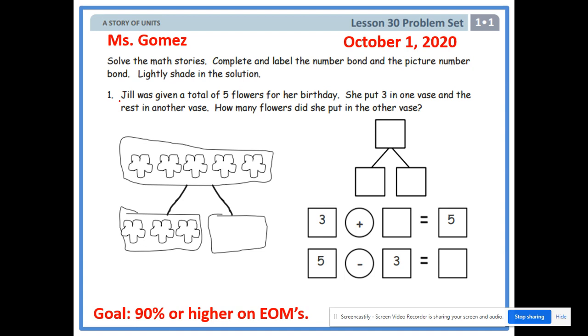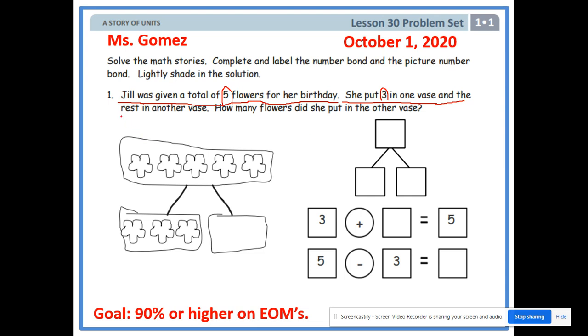So, pencils up, and we're going to underline. Get ready. Jill was given a total of 5 flowers for her birthday. How many flowers did they give her? Get ready. Yes, 5. Go ahead and circle 5. She put 3 in one vase. How many did she put in one vase? Get ready. Yes, 3. Go ahead and circle 3.